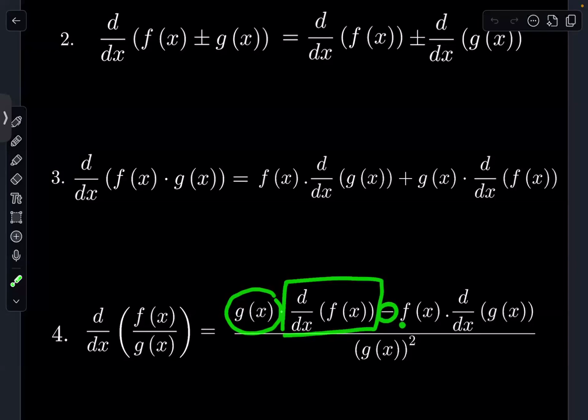minus the numerator unchanged multiplied with the derivative of the denominator. Okay. So for f x by g x, the derivative with respect to x is g x unchanged multiplied with the derivative of f x, minus f x unchanged multiplied with the derivative of g x, and this whole thing will be divided by the square of g x.